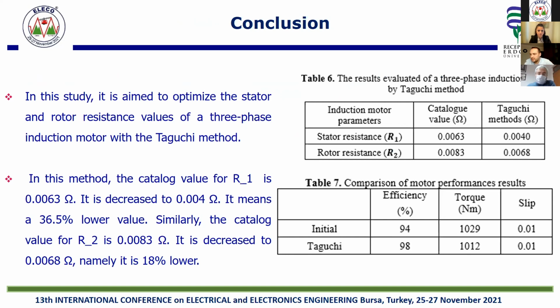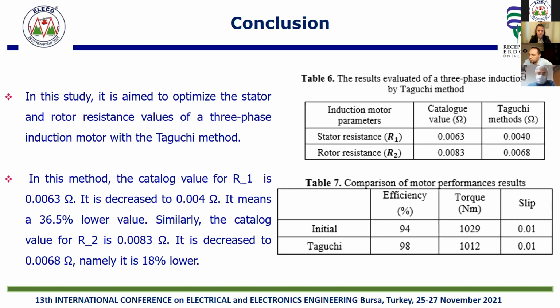In this study, it is aimed to optimize the stator and rotor resistance values of a three-phase induction motor with the Taguchi method. In this method, the catalog value for R1, the stator resistance, is 0.0063 ohm. It is decreased to 0.004 ohm. It means a 36% lower value.